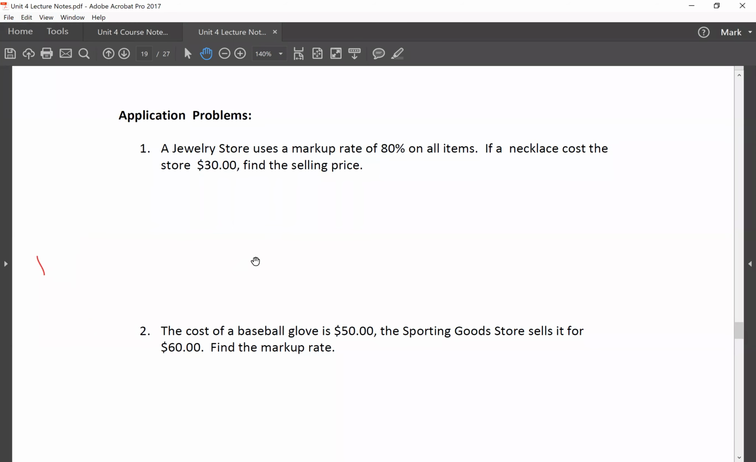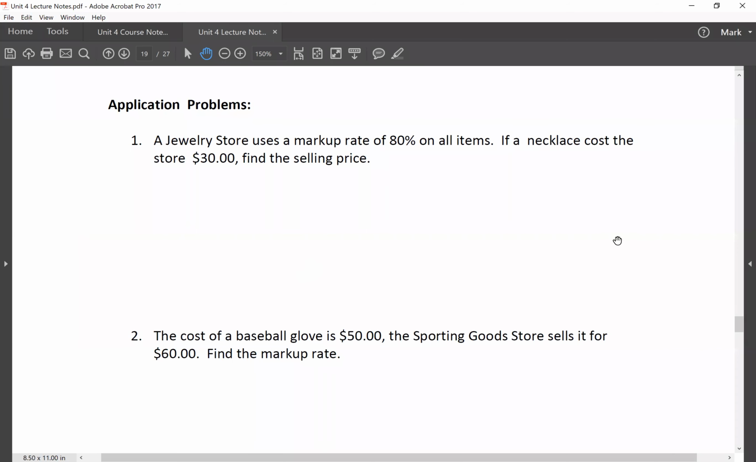A jewelry store uses a markup rate of 80% on all items. If a necklace costs the store $30, find the selling price. So, guys, for the people in the chat that said 30.8, I really want you to think about that. The necklace costs the store $30. They're going to mark up the item 80%.